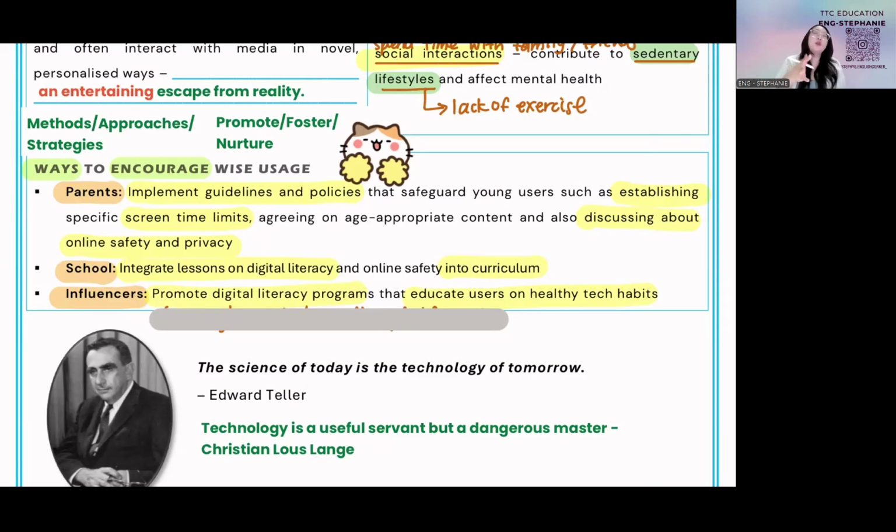Moving on to the next one, because you as a teenager will spend a lot of time in school, definitely school also plays an important role to encourage this. So school, your teachers especially, need to integrate lessons on digital literacy. When we talk about digital literacy, it means digital knowledge related to digital stuff. Okay. And online safety into the curriculum. Curriculum means your classes. Okay. If you want to give examples, you can simply say maybe we can conduct a debate with the theme of whether technology is good or not in an English lesson, something like that.